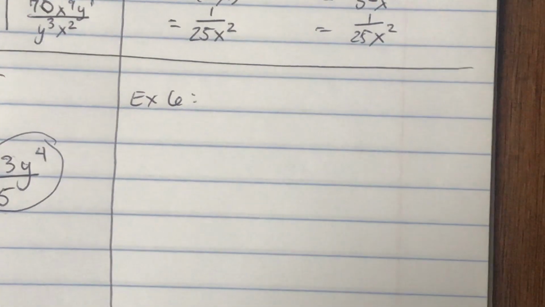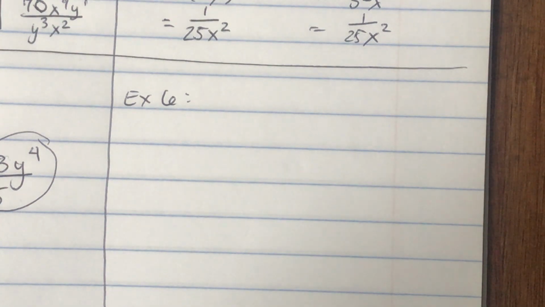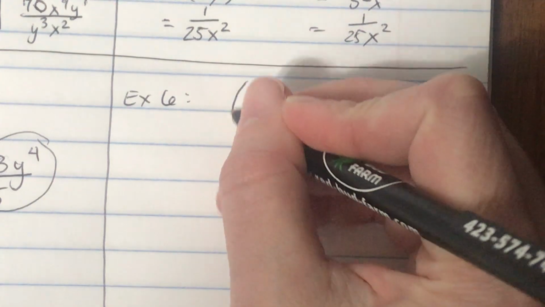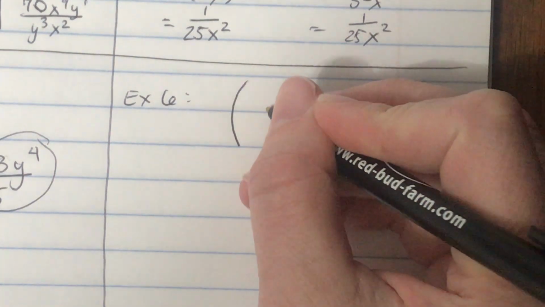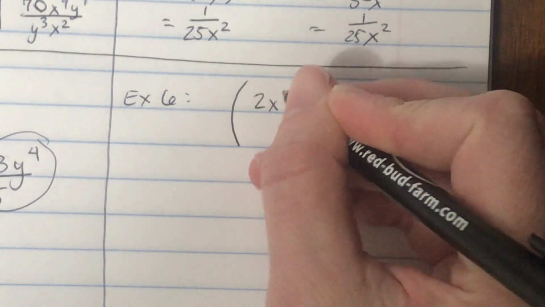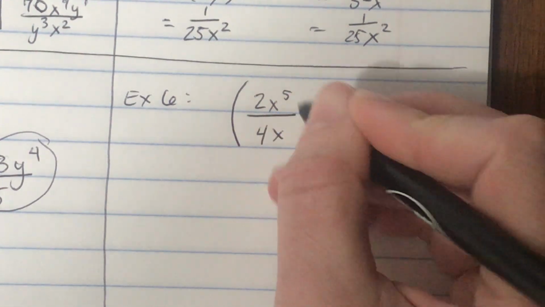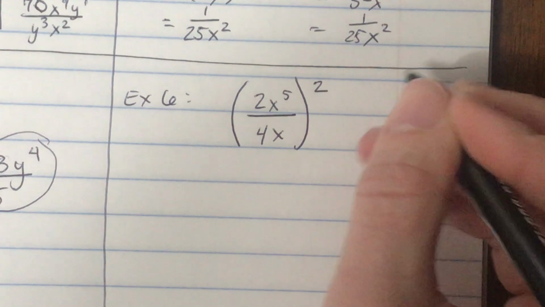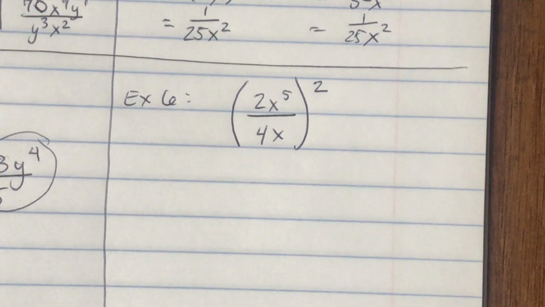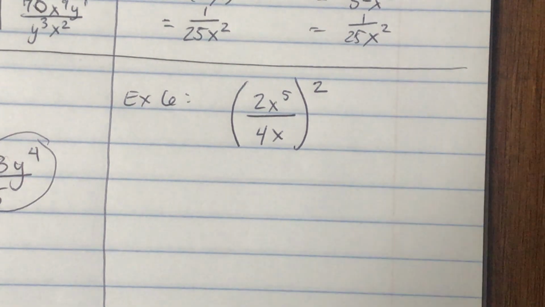All right, example 6. Might look something like this. So what if we have a quotient that needs to be simplified, 4x, all to the second power. Notice that, again, there's really two different ways of doing this.